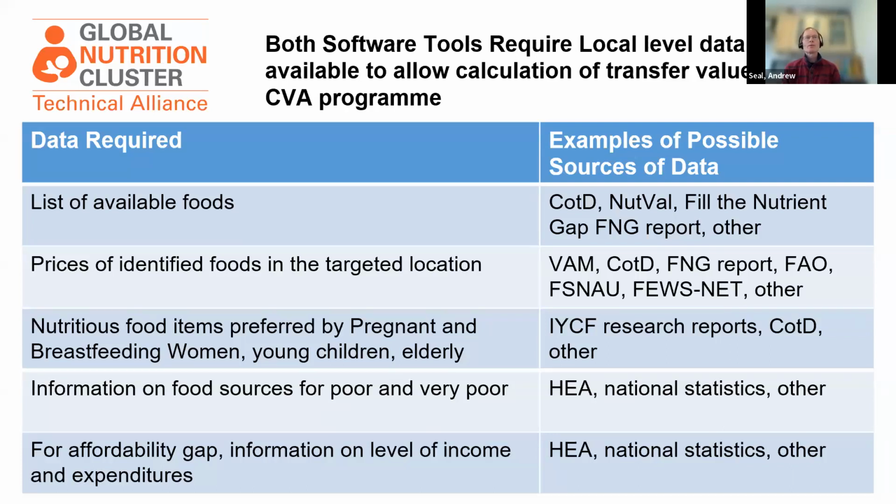We also are probably going to be concerned about particular population subgroups, such as pregnant and breastfeeding women, elderly, and young children, and we would need to look at what food items are going to be useful for them. And then we may also have to look for information on food sources for the particularly focused groups, which often are poor and very poor. And also to get information on income, if we're going to be able to look at the affordability gap. Next slide, please.